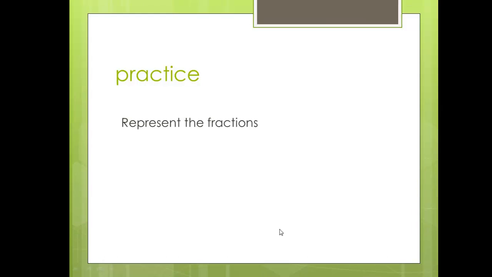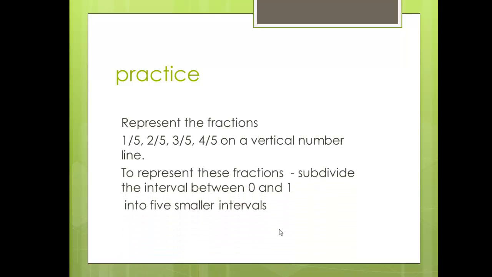Here's another practice. We're going to represent the fractions 1/5, 2/5, 3/5, and 4/5 on a vertical number line. First thing I need to do is figure out how am I going to divide my line. Well, to represent these fractions, I have to subdivide the interval between 0 and 1 into 5 smaller intervals. So here's my number line, and I've divided it into 5 smaller intervals. And then I labeled and marked my line.